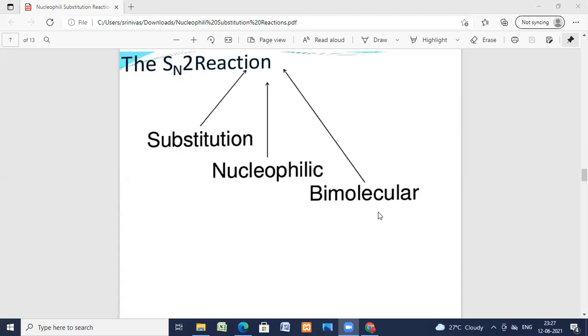Generally it takes place in primary alkyl halides. A primary alkyl halide will form a primary alcohol, where the substitution of the alkyl halide is done by the OH group. So a weaker nucleophile is replaced by a stronger nucleophile. A weaker nucleophile is replaced by a stronger nucleophile.